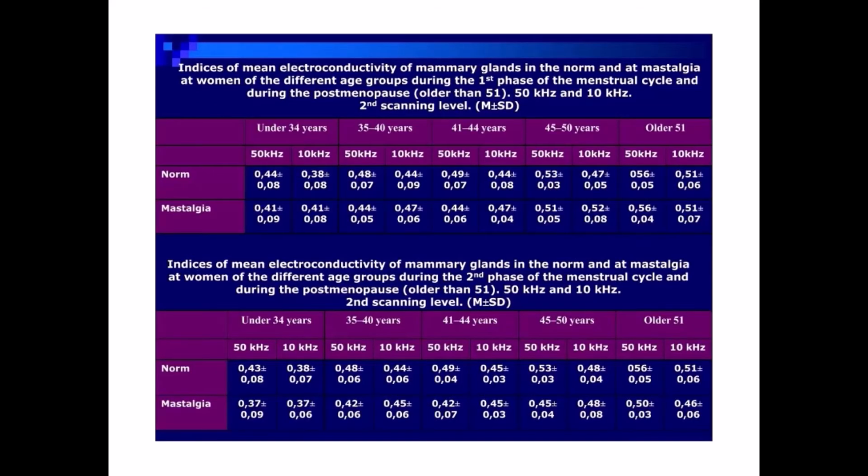Indices of mean electroconductivity of mammary glands in the norm and at mastalgia in women of the different age groups during the first phase of the menstrual cycle and during the postmenopause, older than 51. 50 kHz and 10 kHz. Second scanning level. Plus or minus SD. Indices of mean electroconductivity of mammary glands in the norm and at mastalgia in women of the different age groups during the second phase of the menstrual cycle and during the postmenopause, older than 51. 50 kHz and 10 kHz. Second scanning level. Plus or minus SD.